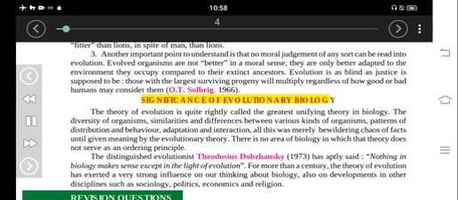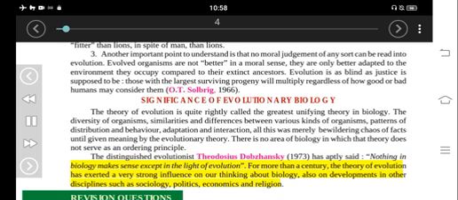Significance of evolutionary biology. The theory of evolution is quite rightly called the greatest unifying theory in biology. The diversity of organisms, similarities and differences between various kinds of organisms, patterns of distribution and behavior, adaptation and interaction, all this was merely a bewildering chaos of facts until given meaning by the evolutionary theory. There is no area of biology in which that theory does not serve as an ordering principle. The distinguished evolutionist Theodosius Dobzhansky, 1973, has aptly said, "Nothing in biology makes sense except in the light of evolution."